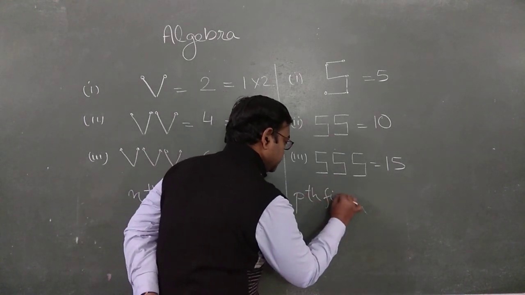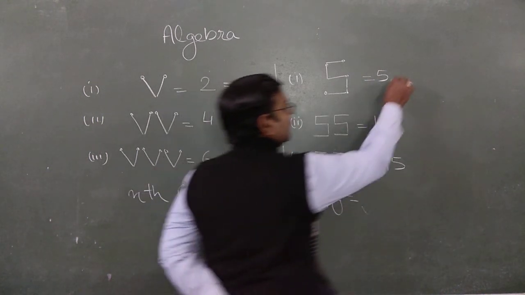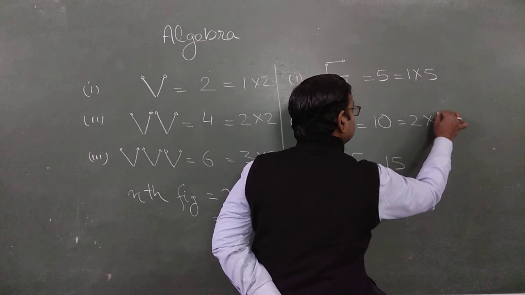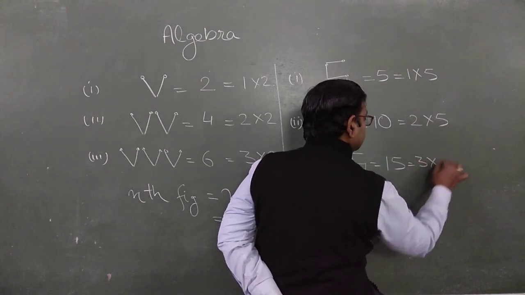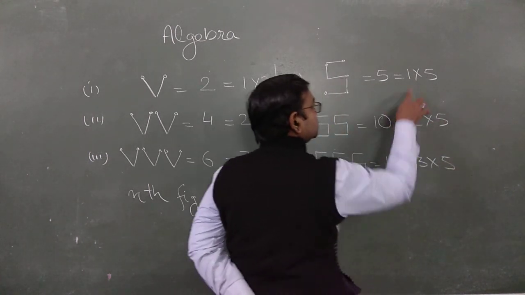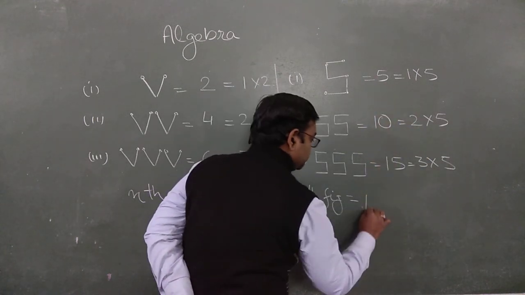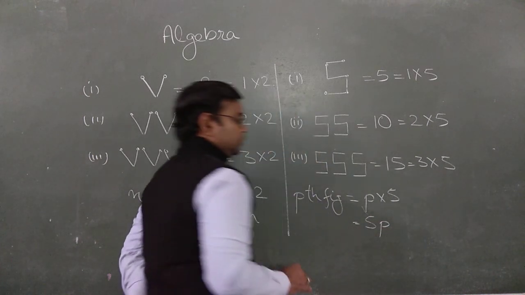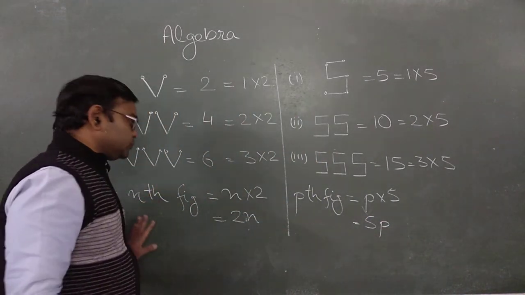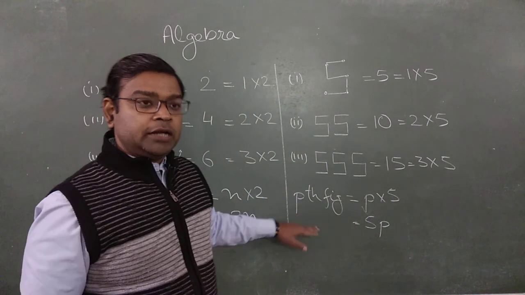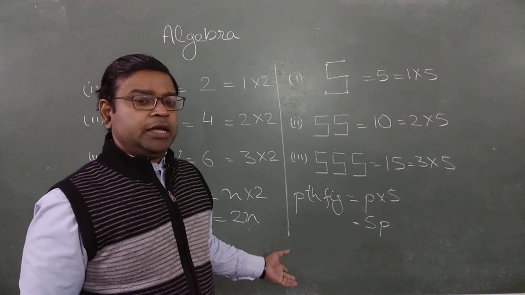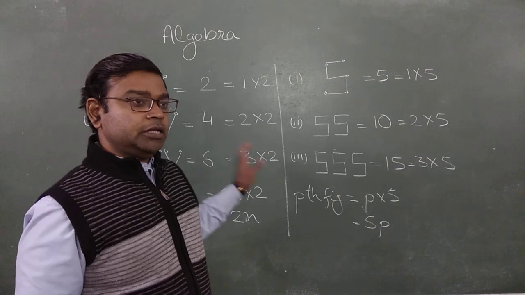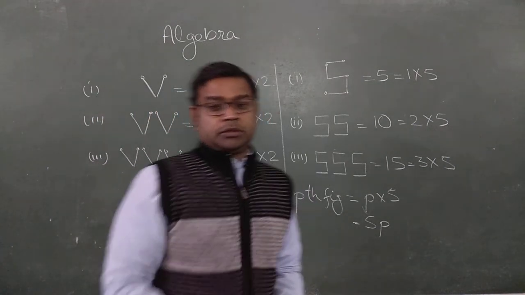Pth figure, as we know, it's 1 into 5, 2 into 5, 3 into 5. Here these 5s are constant and 1, 2, 3 are variables. So p into 5, we can easily write down 5p. Clear? In place of p you can use n, x, a, any English alphabet. So I hope this is clear to you and you are able to solve this type of question. Move to the word problems.